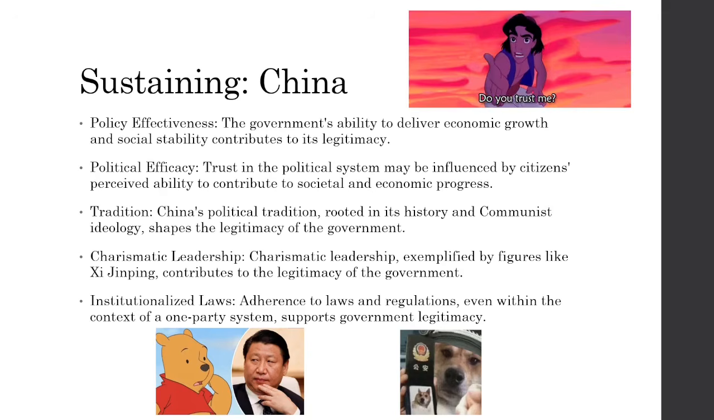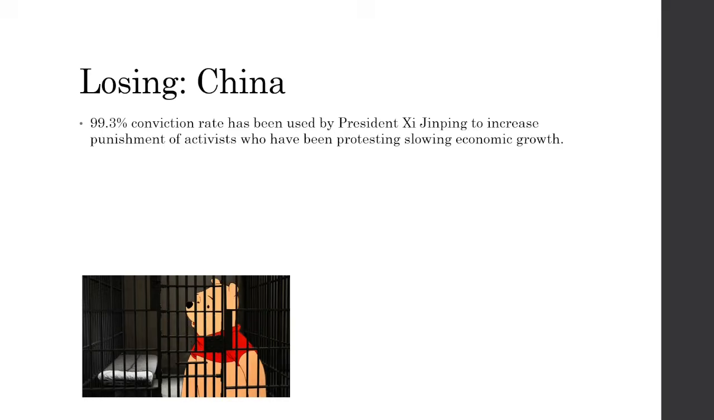They're unfair. They're so rigged. Now, how does China lose legitimacy? Well, they have a 99.3% conviction rate. Oh, poor Winnie the Pooh. And this has been used by the president to increase punishment of activists who have been protesting, slowing economic growth. No wonder they have social stability.